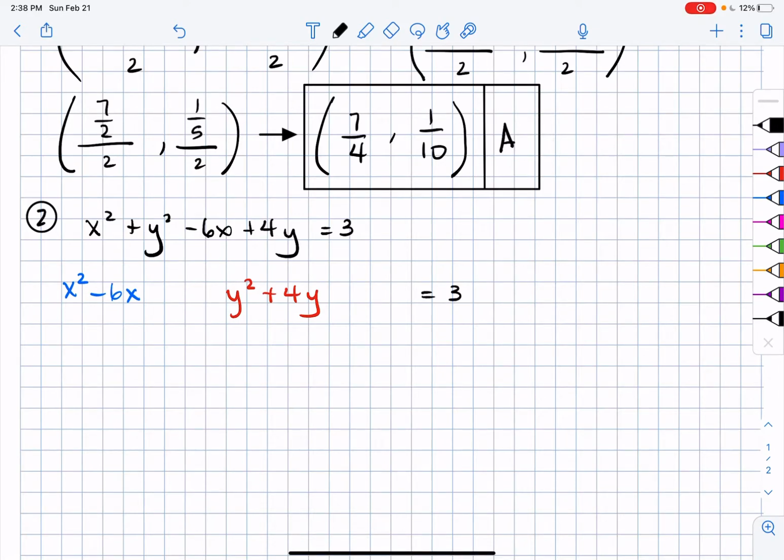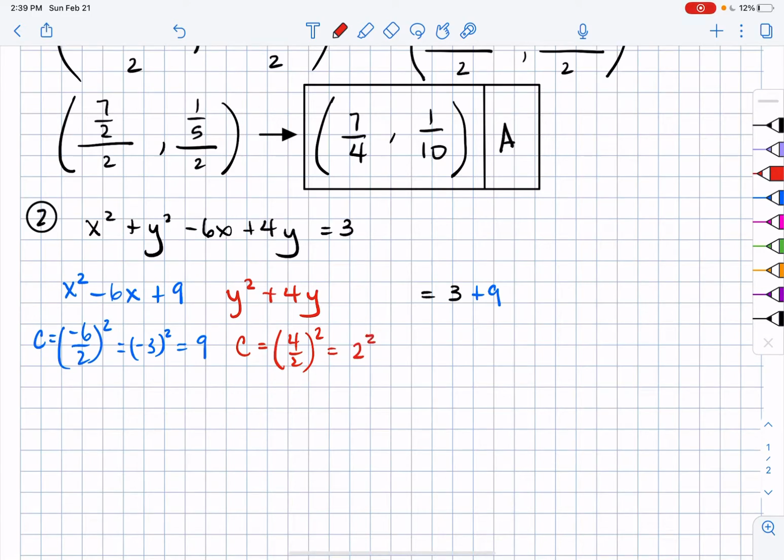All right? So I got to do completing the squares. For this one, I got to find a new c, which is equal to negative 6 divided by 2 squared, which is equal to negative 3 squared, which is equal to 9. So I have to add 9 here and add 9 here. Don't forget to do the work over on the right. With the y, I got to find a new c as well. That's going to equal 4 divided by 2 squared, which is equal to 2 squared, which is equal to 4. So I got to add 4 to this side and add 4 to this side.